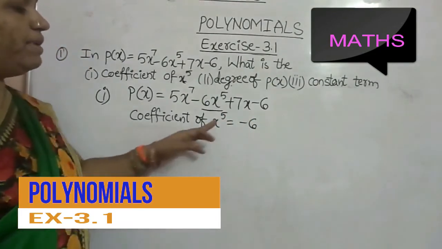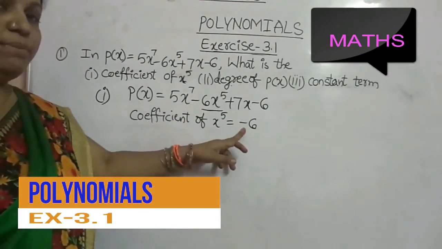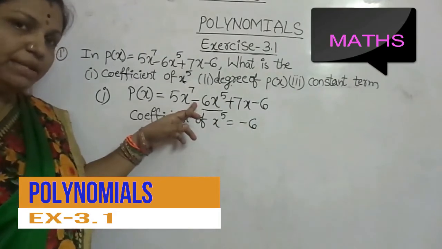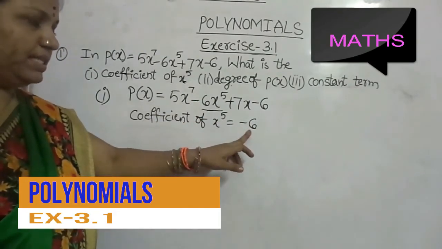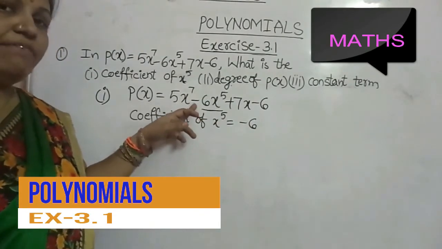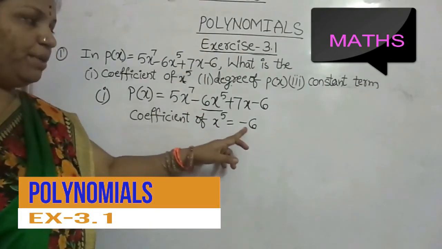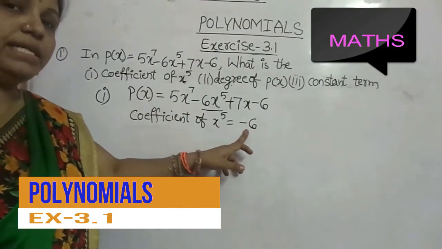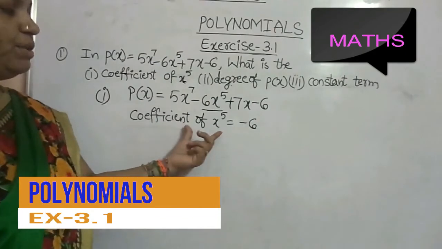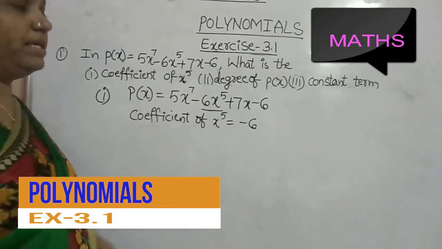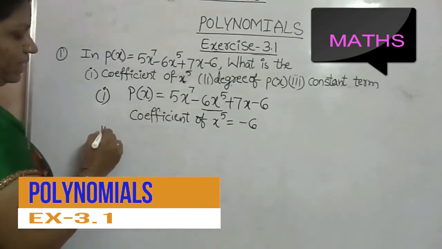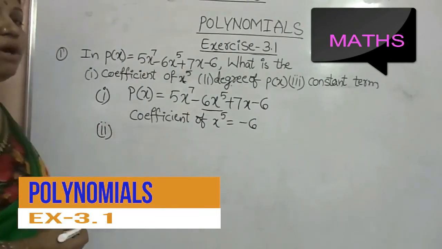Here whatever the symbol may be, you write down that symbol only. If we have a plus symbol, simply keep it as plus 6. Here we have the minus symbol, so we represent it as minus 6. Simply, coefficient of x to the power 5 is minus 6. Next go to the second question, degree of p of x.